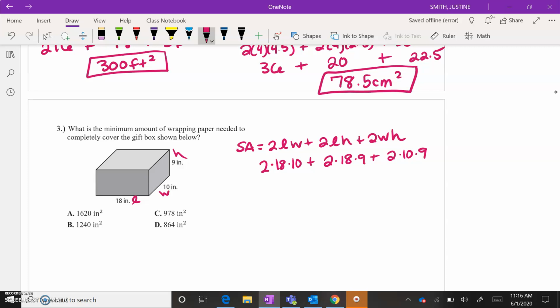Okay, so 2 times 18 times 10 would give me 360, plus 2 times 18 times 9 would give me 324, plus 2 times 10 is 20, and then times 9 would give me 180. And you're going to add those together to get 864 inches squared, which is D.